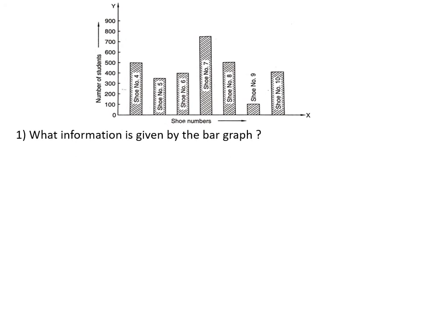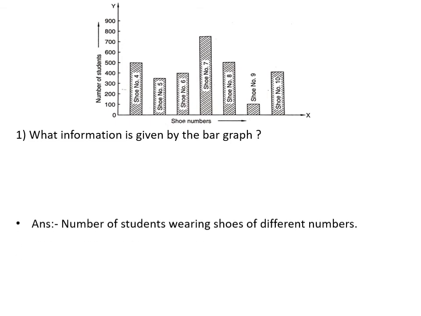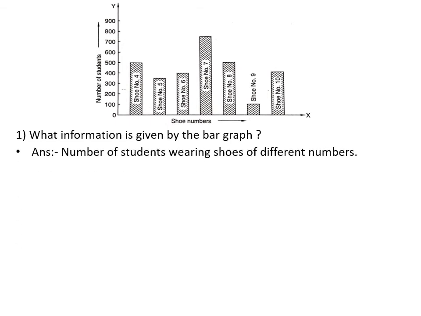Now the first question I am asking you: what information is given by the bar graph? Here the information given by the bar graph is shoe numbers and the number of students. So here is the answer: number of students wearing shoes of different numbers. This is the information given by the above bar graph.